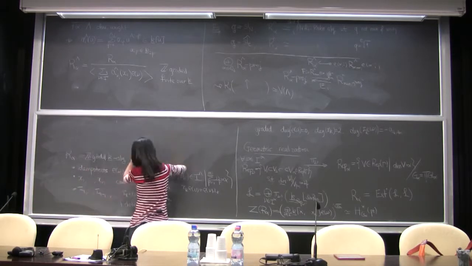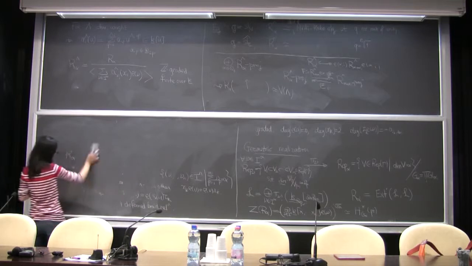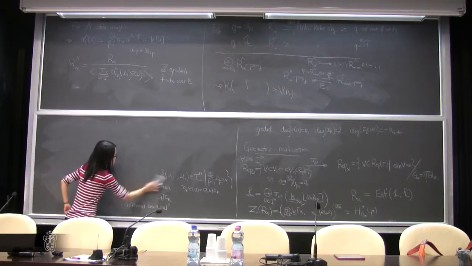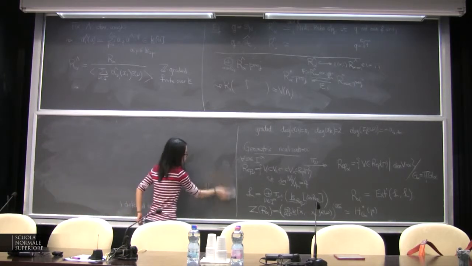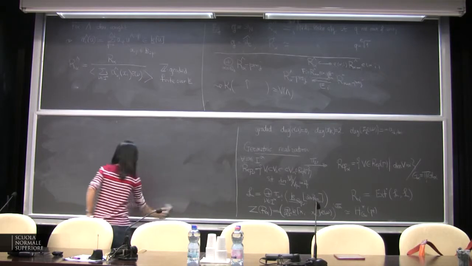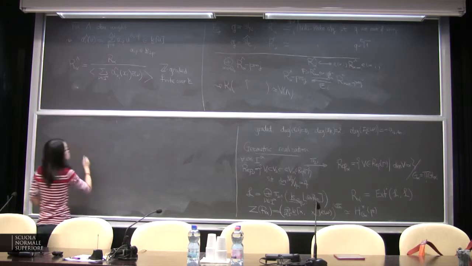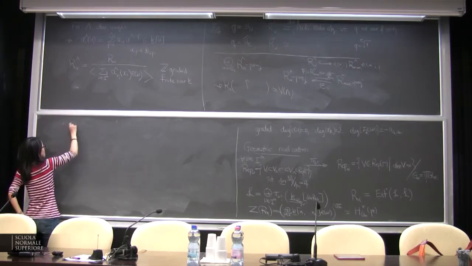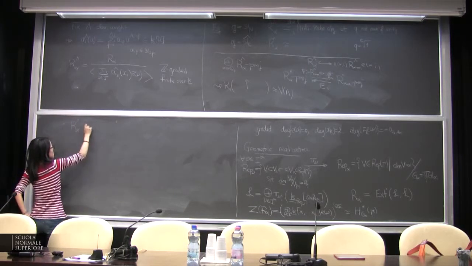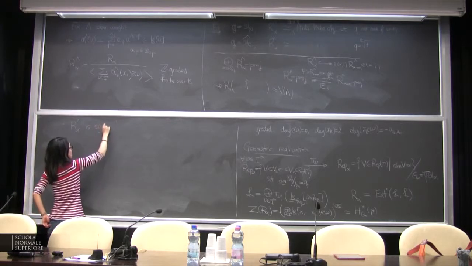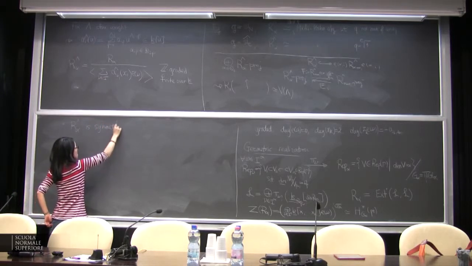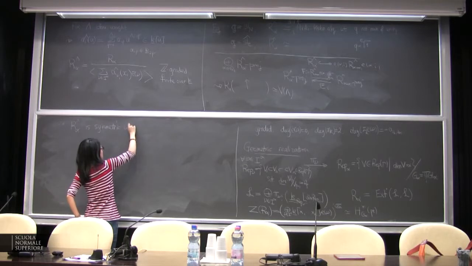And also, this algebra has some other nice properties. First of all, it's a symmetric algebra. So R lambda alpha is symmetric with a homogeneous symmetric form.